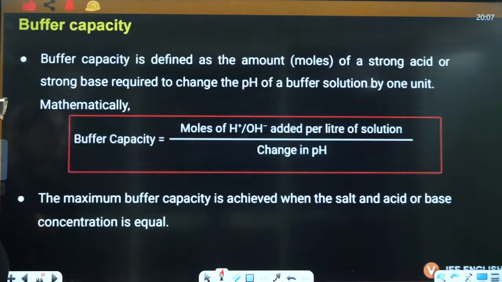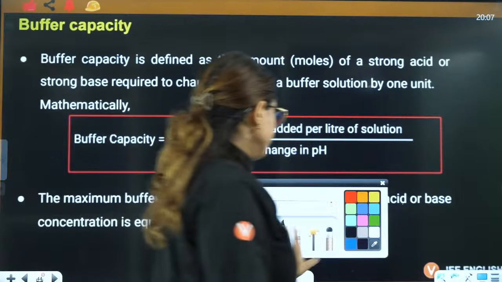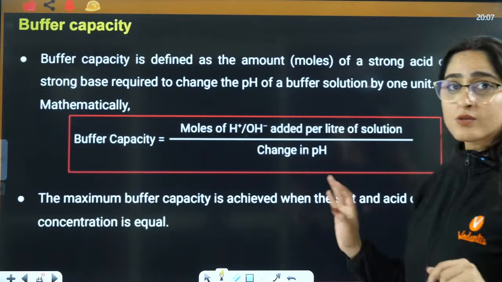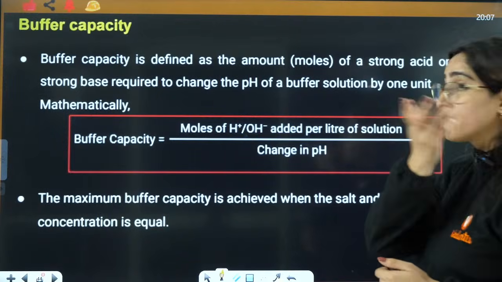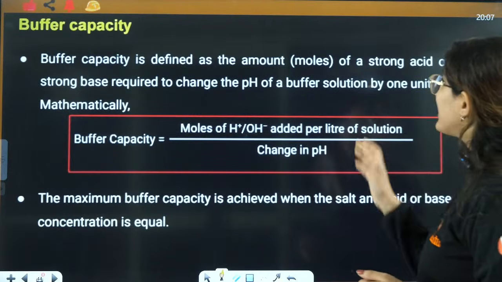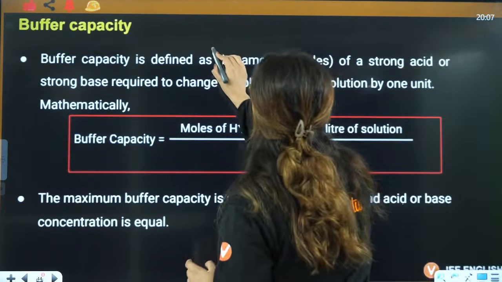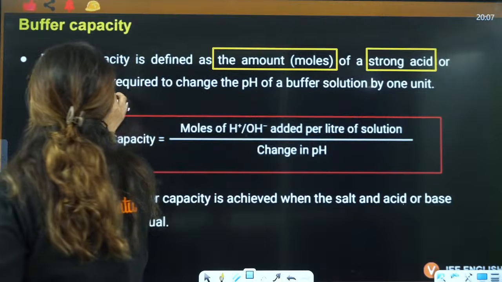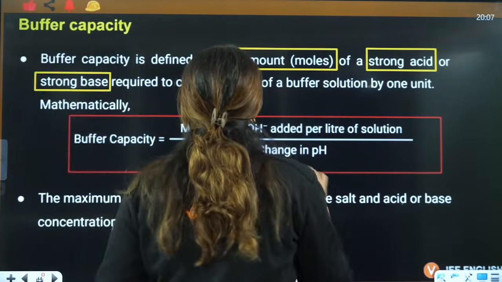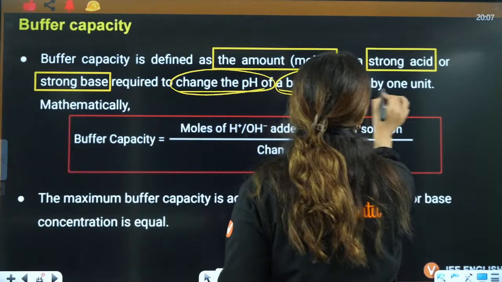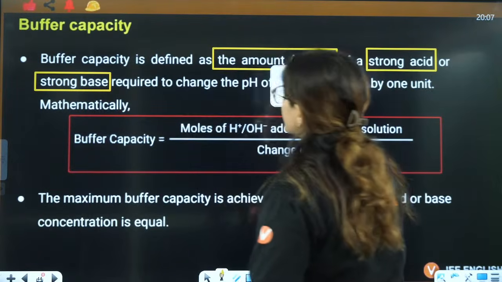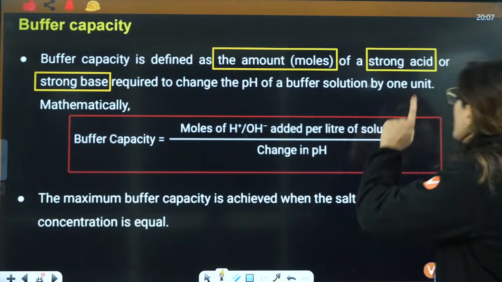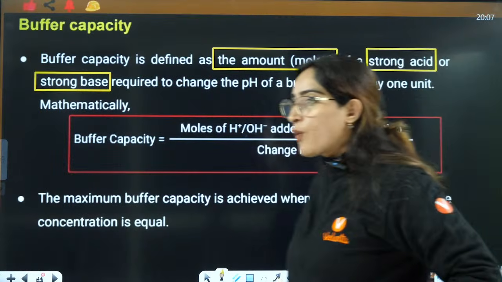Now buffer capacity. What is buffer capacity? Usually this is not asked, but you must know the definition and the formula, in case they ask you. Buffer capacity is defined as the amount, in moles, of strong acid or strong base required to change the pH of the buffer solution by 1 unit.